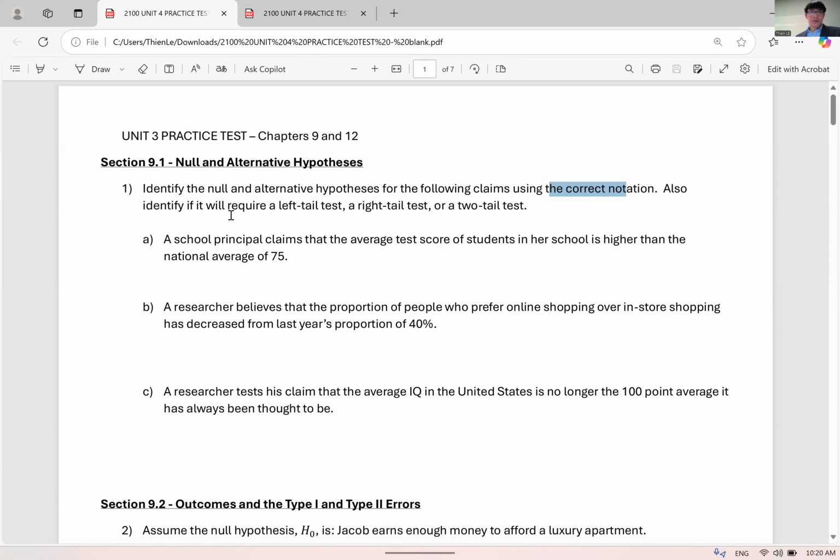Also identify whether it will be a left tail, right tail, or two tail. This is important, right? Because if the first step here is wrong, there's no point in moving any further. Okay, you should be able to specify this problem correctly, then know the alternative and whether it's the right tail, left tail, or two tail. This way, it helps you make a correct decision, right?